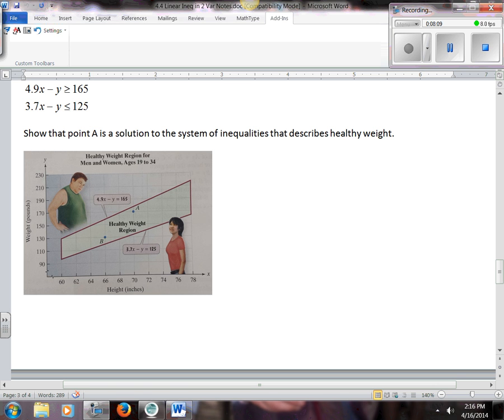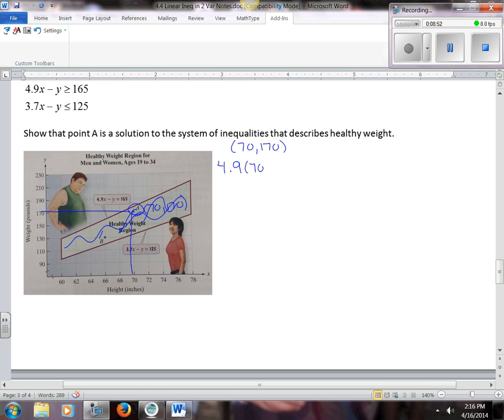So I want to show that point A, right here, is a solution of the system of inequalities that describes healthy weight. So point A is the point (70, 170). Okay? I want to show that that is within the healthy range. So what I need to do is test it to make sure that it's within the solution range, this shaded region that seems to be falling in the middle here. So I need to test it in both equations. Again, my point is (70, 170), and I have to test it into both of those inequalities.